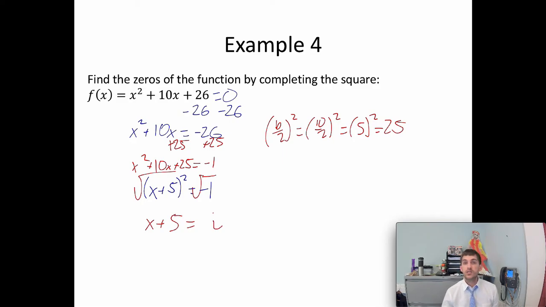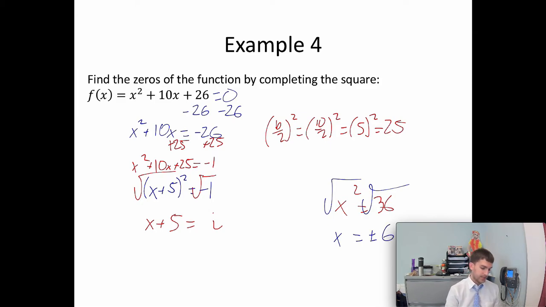Just like we dealt with real numbers, if we do a sidebar here, if we had x squared equals 36, and we take the square root of both sides, we end up with x equals positive or negative 6. The same thing applies here with imaginaries. We can have a positive and a negative imaginary number.